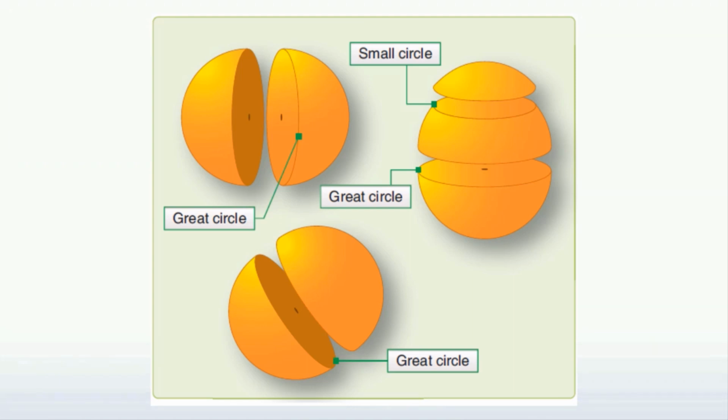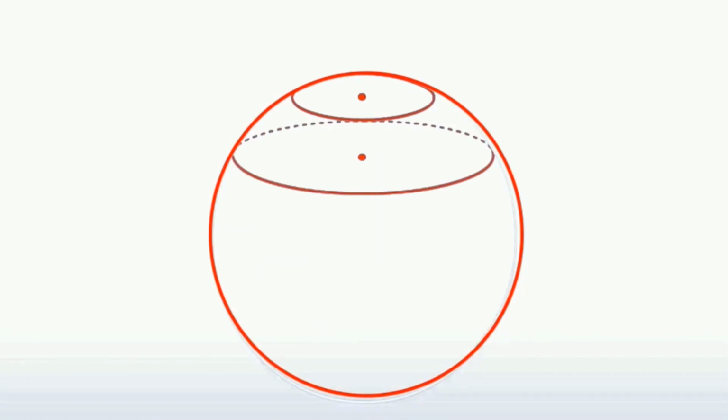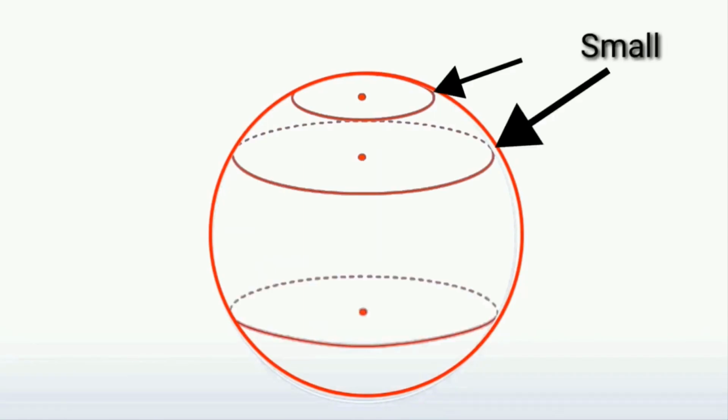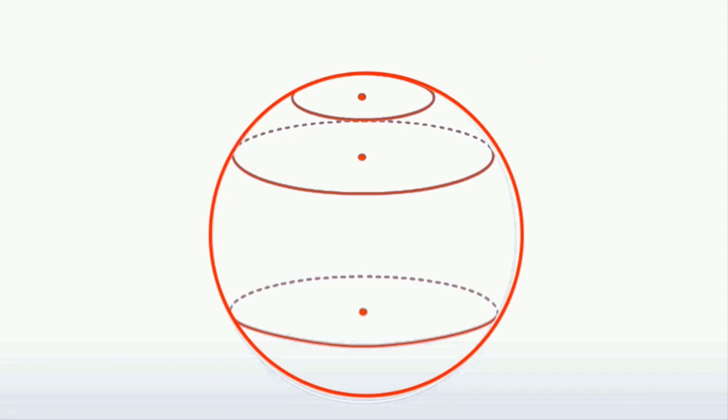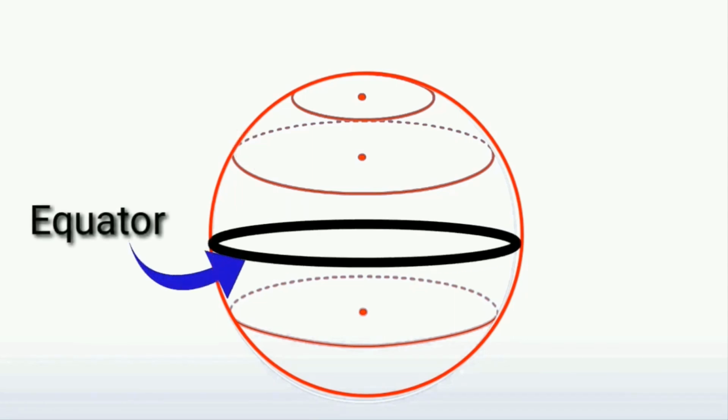There are lines on the earth's surface in the form of circles. A small circle is different from a great circle. As the name says, it is small, so it does not have the same center and radius as the earth. Examples of a small circle are parallels of latitude. We will discuss parallels of latitude in the next video. All parallels of latitude are small circles except the equator, because the equator is a great circle whose center and radius are the same as the earth.